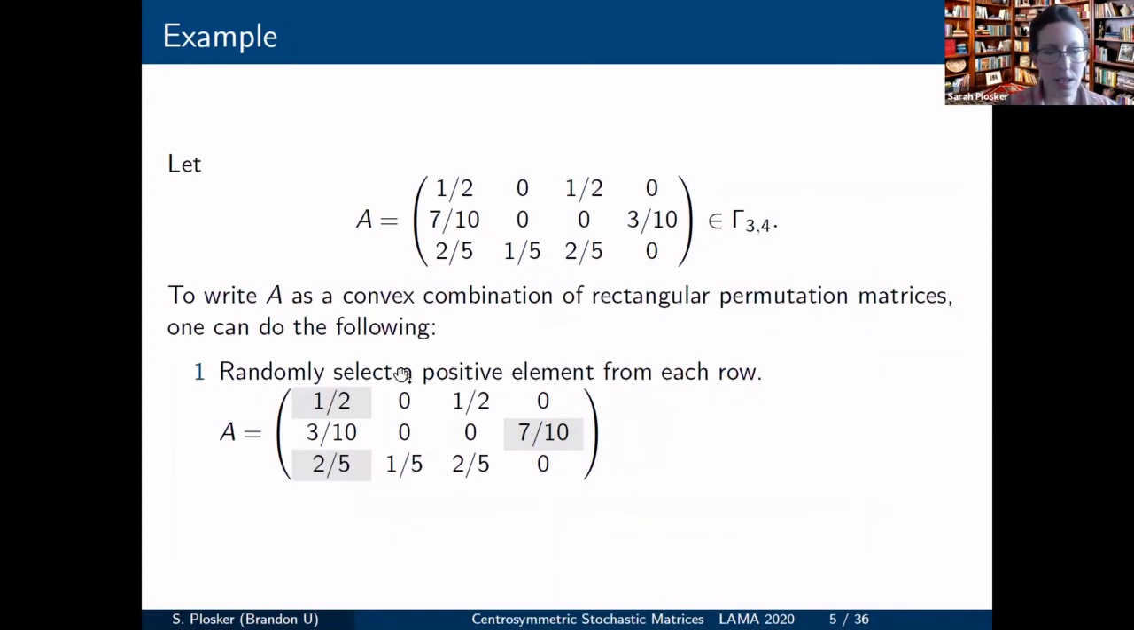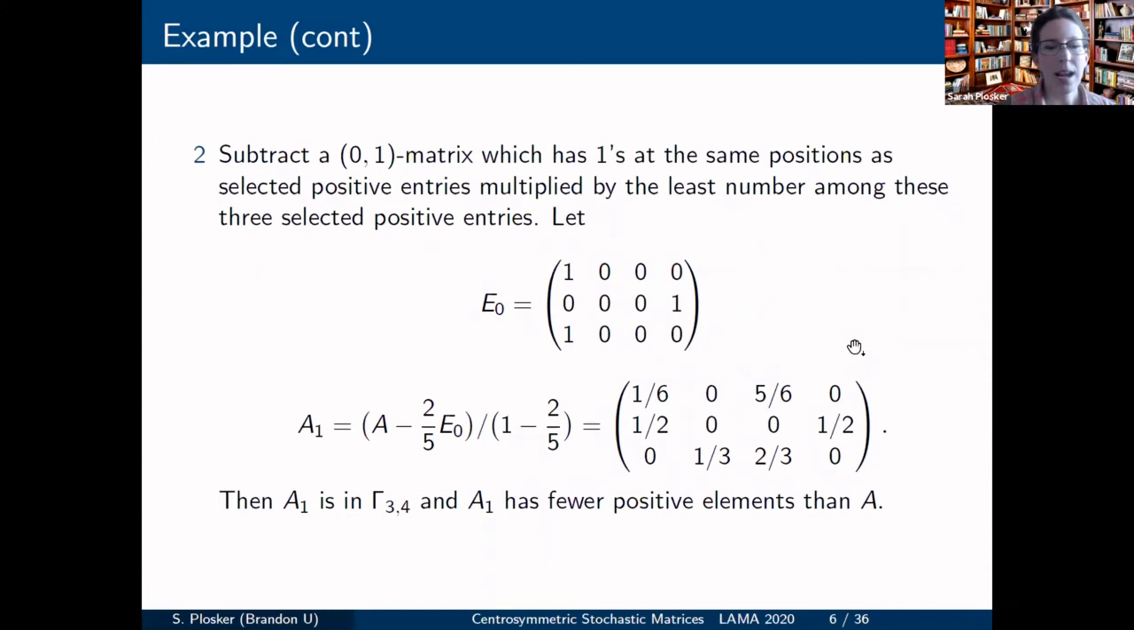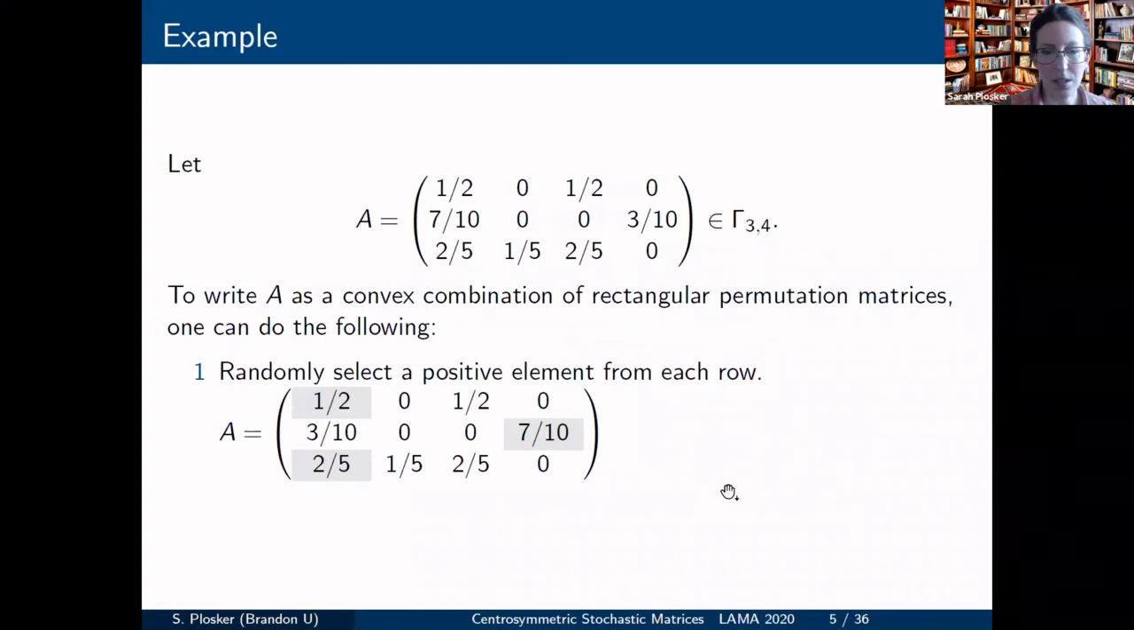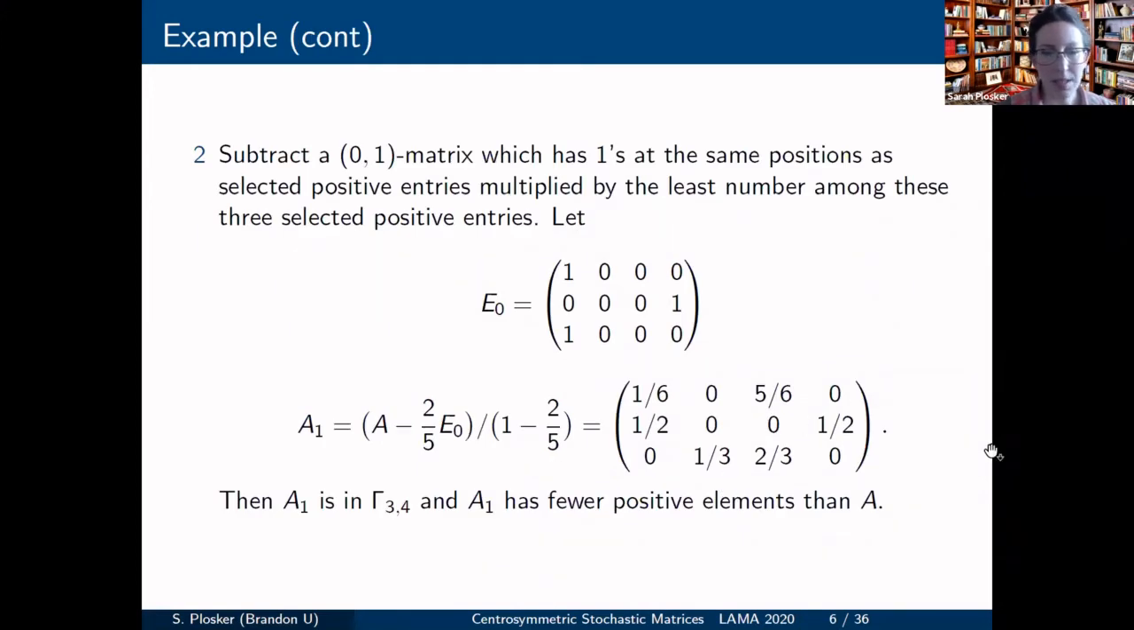I selected the 1/2, 7/10, and 2/5, so there's a 1, 1, and 1. 2/5 was the smallest number among those three entries. So I subtract off 2/5 times this matrix, and then I divide by 1 minus 2/5 just to re-normalize, so that the resulting matrix is still stochastic. And it has fewer positive elements than A. This A1 has a 0 here now, where there was that 2/5. So it has fewer positive elements than A.